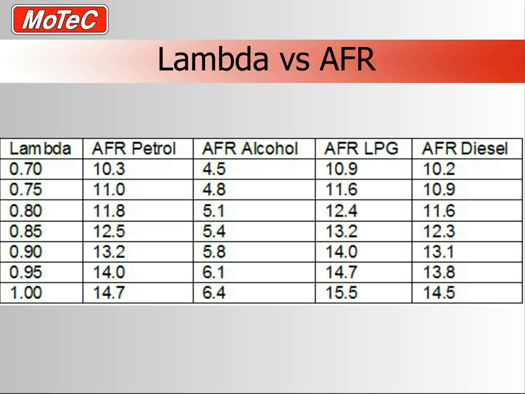Now here is a table that tells you the difference between all the different fuels. This is taken from our PLM manual if you want to look at it in hard copy. Basically it says if you have a reading of, let's say 0.90 on lambda, that is 13.2 air-fuel ratio if you're using petrol, 5.8 if you're using methanol or alcohol, 14.0 for LPG and 13.1 for diesel. So you can see if you're moving around with fuels or mixing fuels, the goalposts keep moving as far as which air-fuel ratio to aim for. Whereas if you learn lambda, it's always the same number no matter what the fuel.